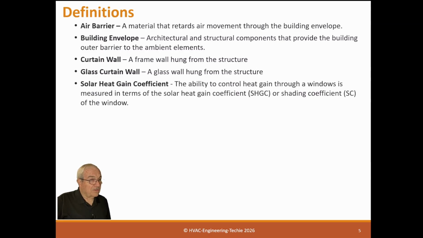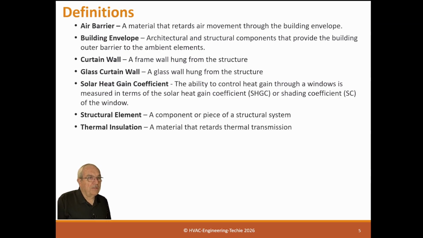And when you see those all glass buildings, that's what they are. They're all curtain walls. Solar heat gain coefficient, that's the ability to control heat gain through a window, measured in terms of solar heat gain. That's an SHGC, or shading coefficient, SC, of the window. Structural element, that's a component or piece of a structural system. Thermal insulation is a material that retards thermal transmission. U factor, that's the factor of a window assembly or wall, and it represents its insulating value.